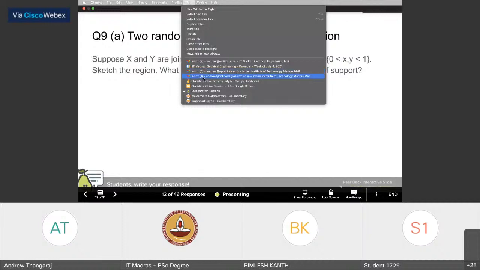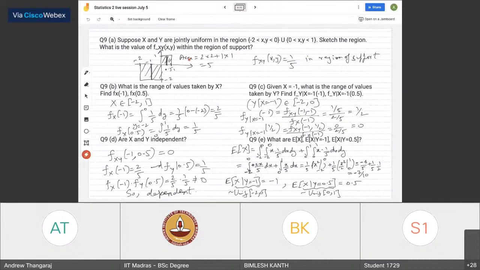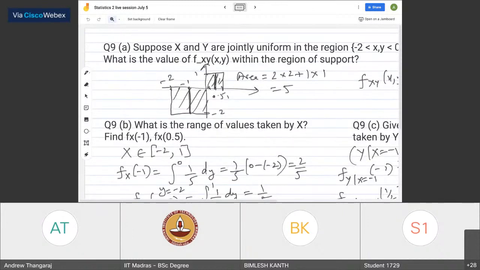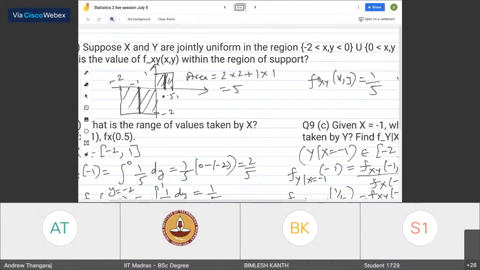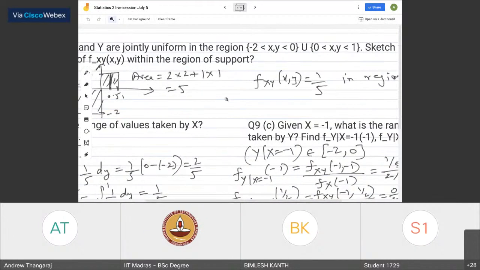So let me just quickly show you how the answer looks in the way I've drawn it. This is the way to draw it. You can quickly draw -2 to 0, 0 to -2. Maybe I should zoom a little bit. Okay. -2 to 0, 0 to -2, 0 to 1, 0 to 1. So you have this area and this area. It's 2 into 2 plus 1 into 1. You get the right area there. So f of x comma y is 1 by 5 in that region of support.